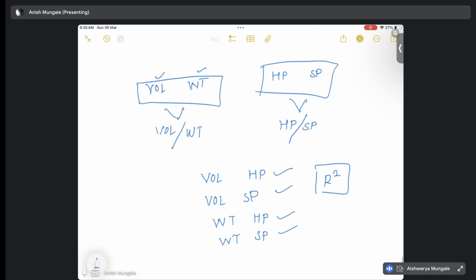So we found out the pairs, okay? But we don't know should we keep volume or weight, or should we keep horsepower or speed. Now we want to find out whether I should keep volume or weight, or horsepower or speed.